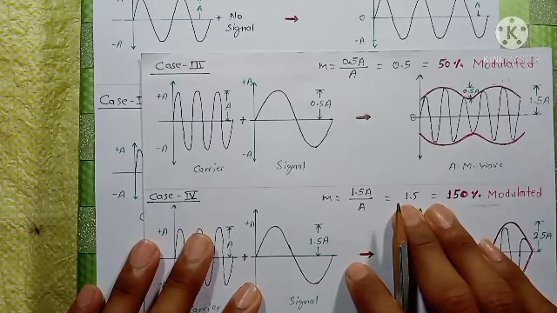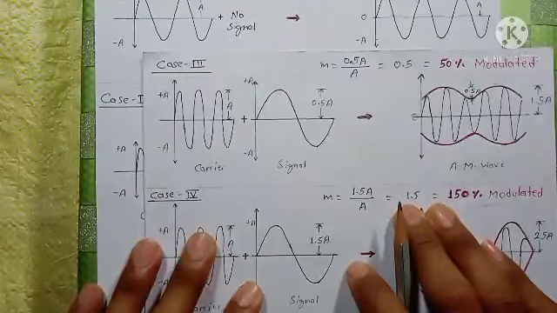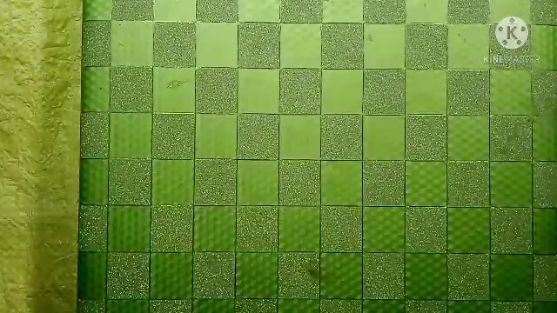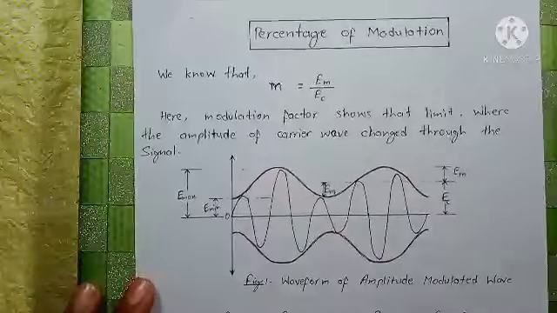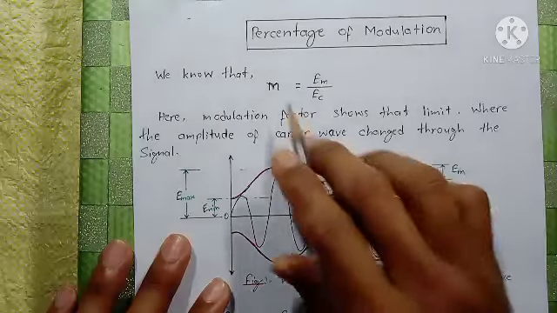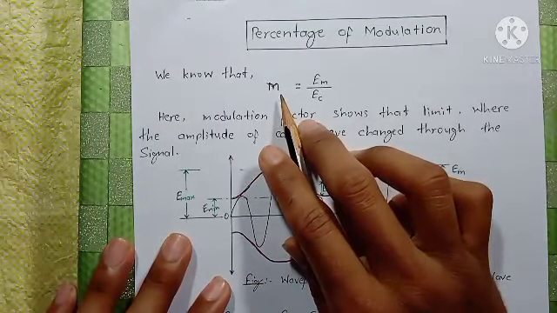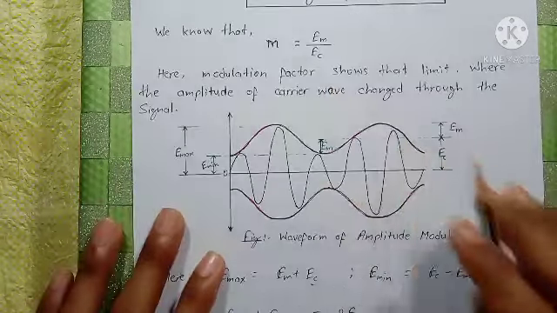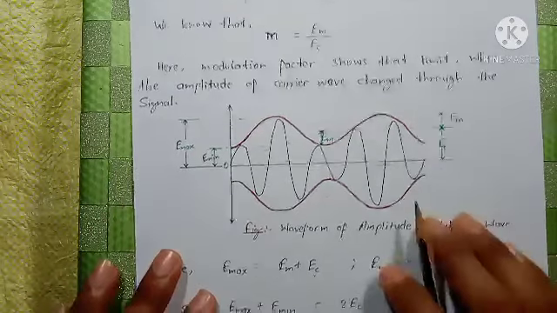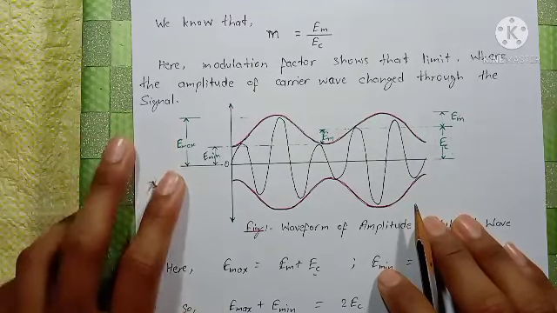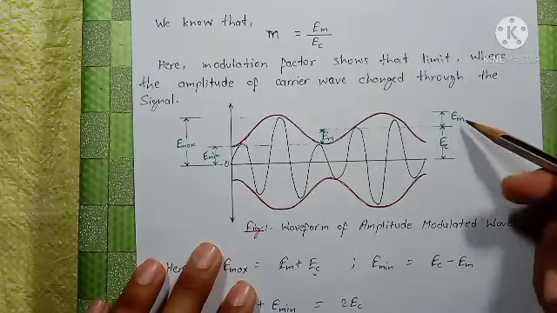Now next we discuss the percentage of modulation. When we show the value of m in percentage, it is called percentage modulation. So we know that the value of m is equal to Em divided by Ec. So here we see the total value of Emax is equal to Ec plus Em.